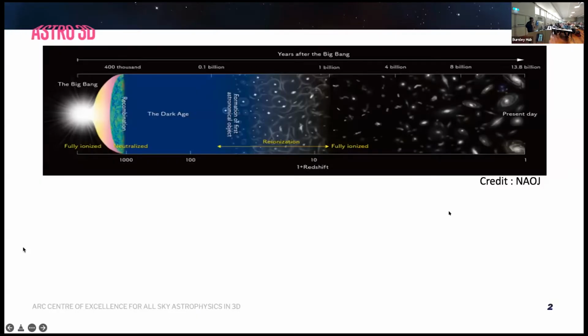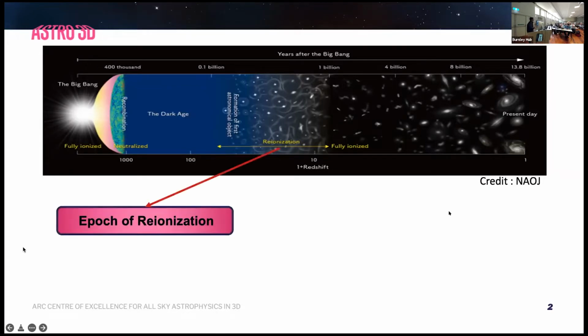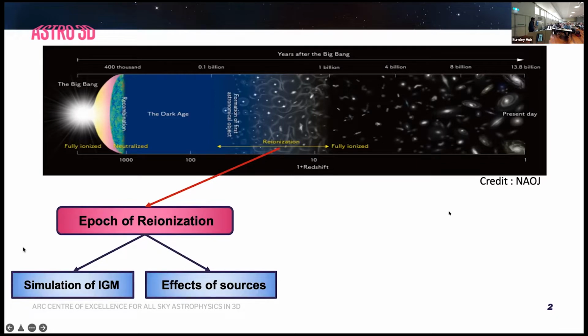So this is the cosmic evolution history of our universe. My research interest is basically the epoch of reionization. And if we want to probe the epoch of reionization, we mainly have to consider two things. First, we have to simulate the IGM, and second, we have to see the effect of different sources.